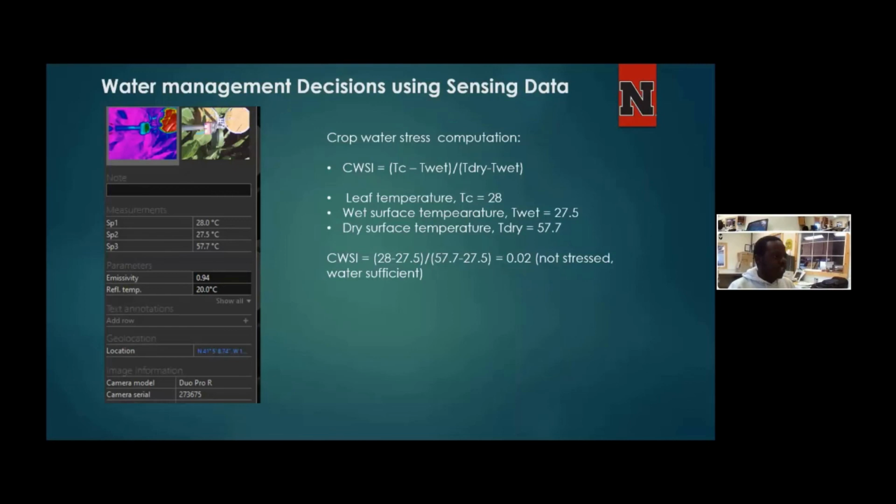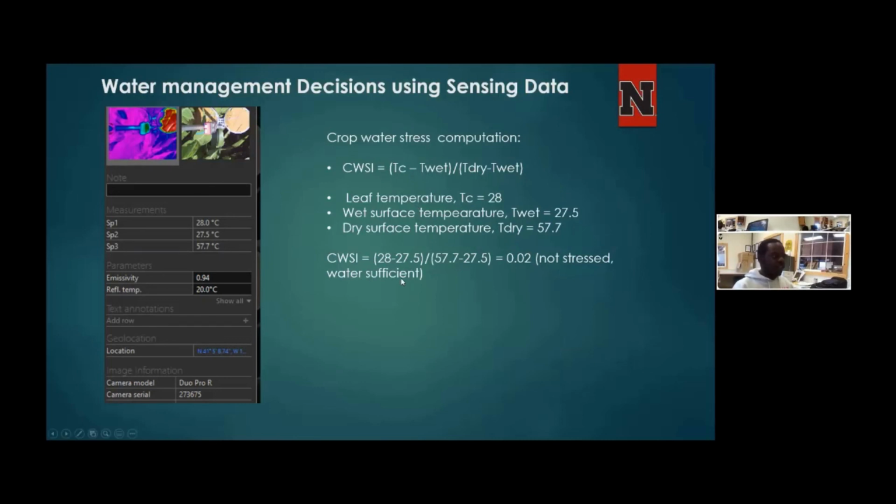From the thermal images, we can compute the crop water stress index by using this empirical formula, which is the ratio of Tc minus Twet over the difference between Tdry and Twet. So the Tdry is the temperature of the dry surface, the Twet is the temperature of the wet surface, and Tc is the temperature of the leaf.